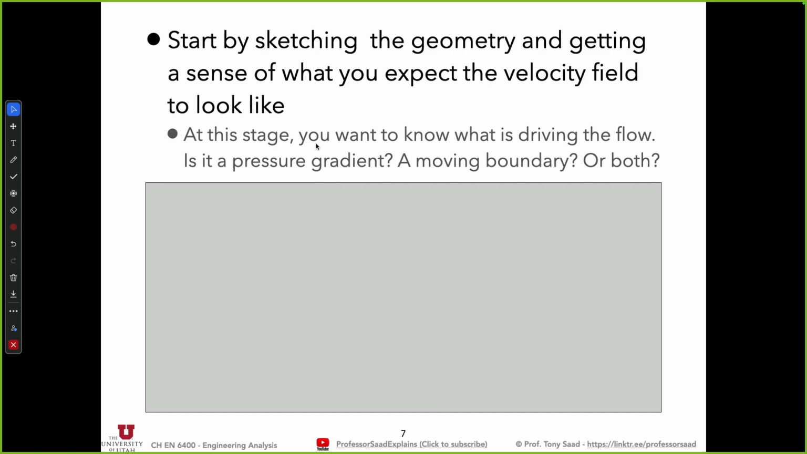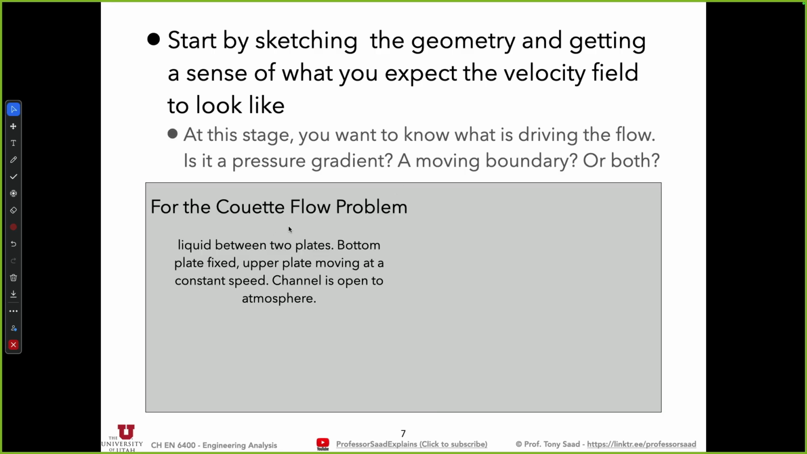At this stage, you also want to know what is driving the flow. There are two things that will drive the flow: a moving boundary or a pressure gradient / gravity, or both. Okay, so you can have both, a moving boundary and gravity and a pressure gradient. Now in this case, I didn't mention anything about a pressure gradient. So most likely the flow is going to be driven purely by that top boundary, by that moving boundary.